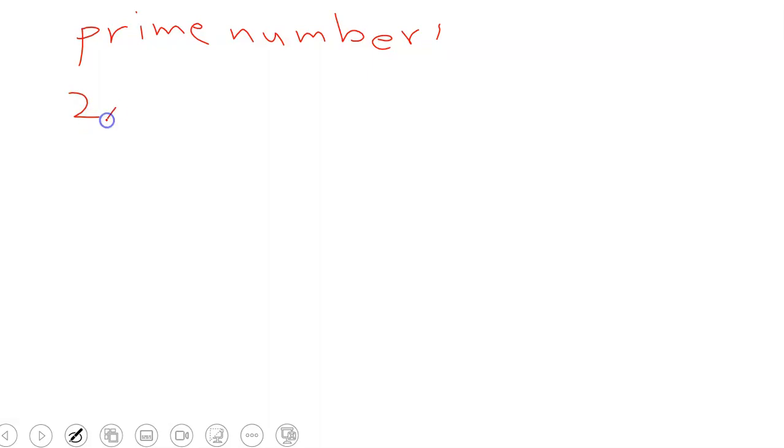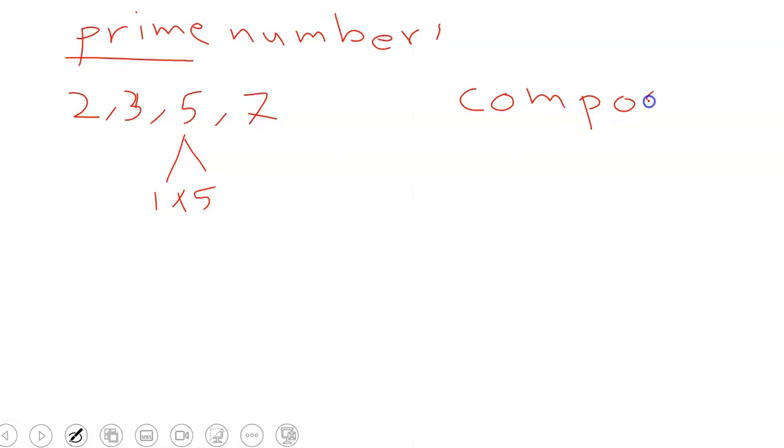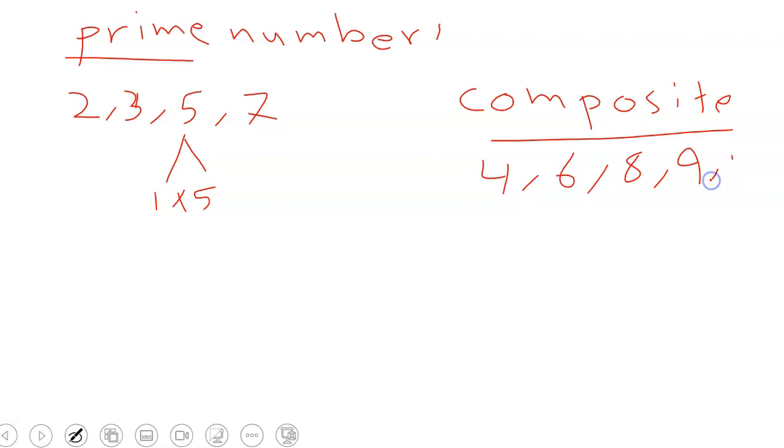For example, 2, 3, 5, 7. If we take 5, it has only two factors, 1 times itself only. That's why we call it a prime number. Regarding composite numbers, for example, 4, 6, 8, 9, 10. These numbers, we can write them as a product of prime factors.